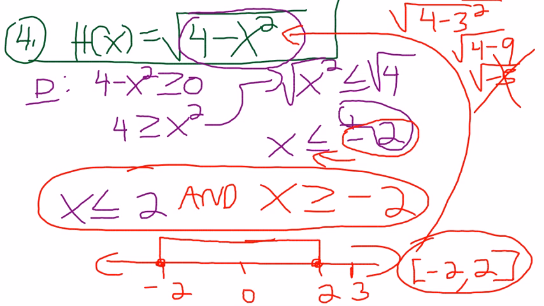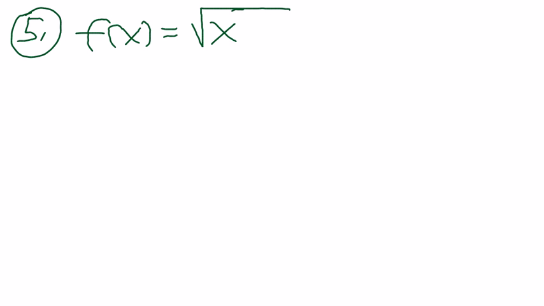Let's just do one more example that's very similar to this, and it's a square root. Okay, we're going to find the domain, and we're going to go f of x equals the square root of x squared minus 9.